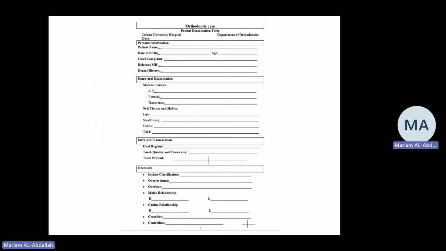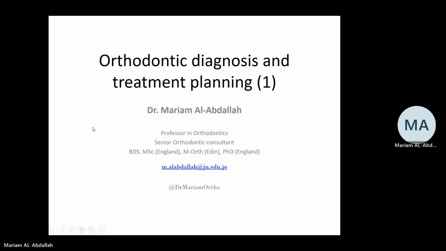Okay, so just to remind you that this is where everything starts. We start with proper history taking, examination, and then analyzing the records, and end up with our list of problems and list of etiology. Okay, and each item on our problem list has to be addressed, and after that we need to think about how we're going to manage such a case, and how I can fulfill my treatment objectives.